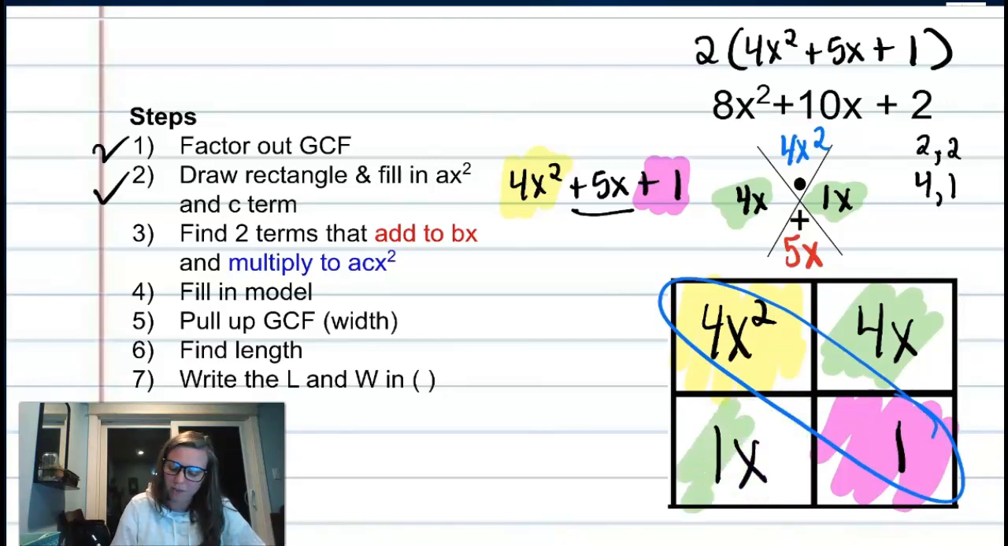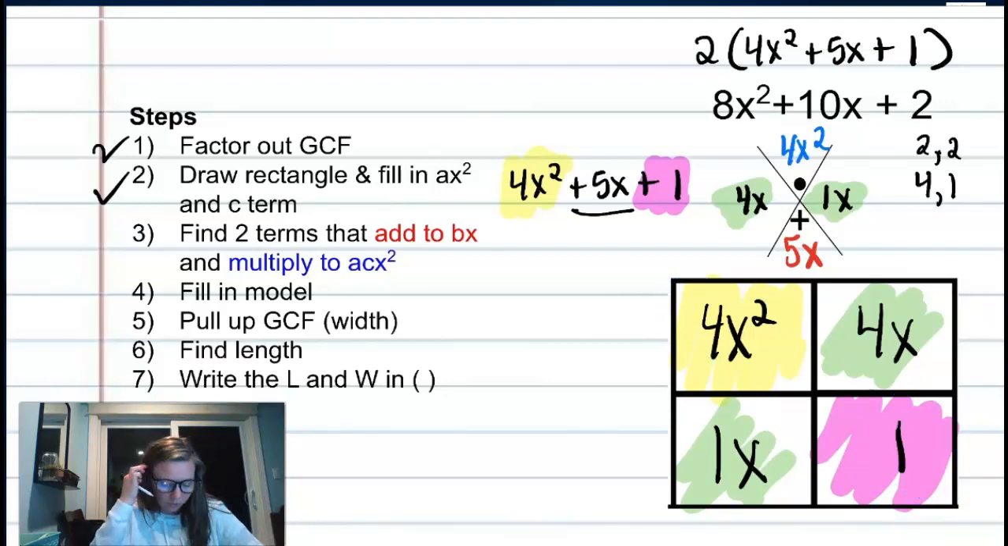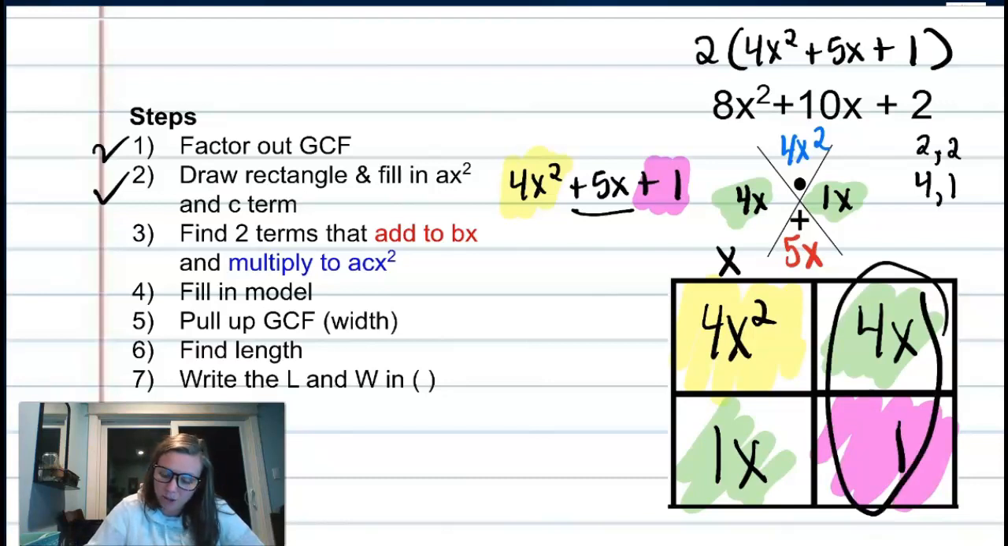Okay, I'll just do this. All right, so that being said, then you're going to pull your GCF up. So 4x squared and x, the only thing both 4x squared and 1x have in common is x. The same thing, we're going to look at the GCF here. Both of them, the only thing they can be both divided by is 1. Then we look at this side.